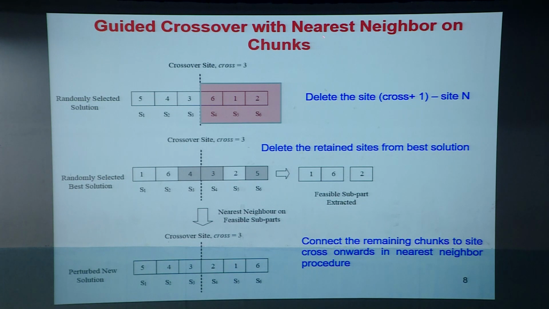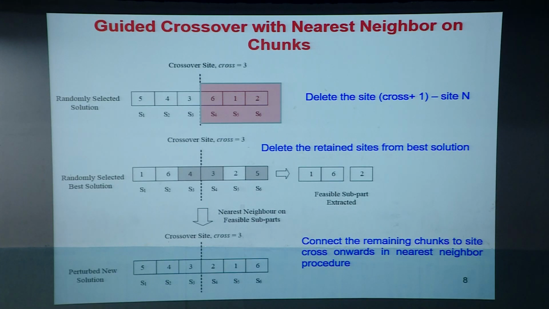So this particular procedure is called nearest neighbor on chunks, because we are using the chunks here to connect. For instance, here, let's say the nearest neighbor for 3 is 6. In that case, the sequence I'm going to attach here will be 6, 1 in reverse order. But let's say the nearest neighbor to 3 is 1, then I'm going to connect 1, 6 in forward order. So in this particular case, the nearest neighbor is 2, so 2 is connected first, and then 1, 6 is connected. So this is the perturbed new solution we have obtained. So unlike a usual genetic algorithm where the crossover of two parents gives you 2 offspring, here the crossover of 2 parents is giving only 1 offspring, not 2.